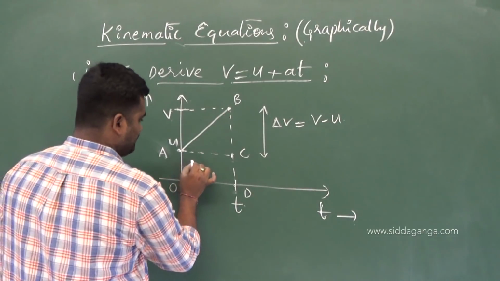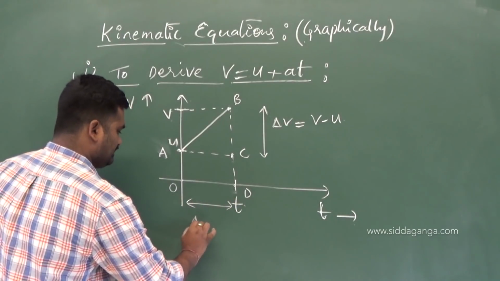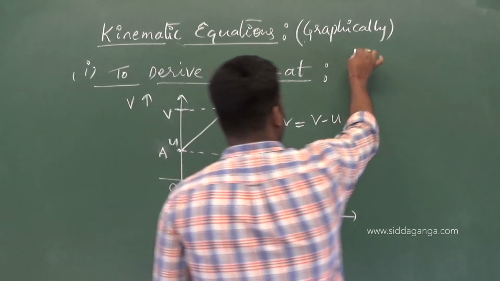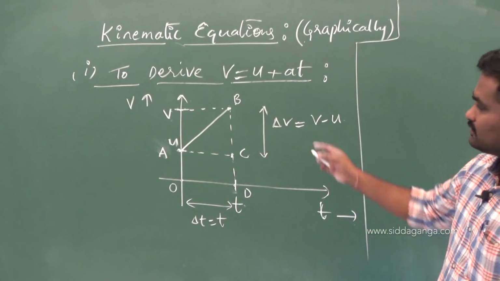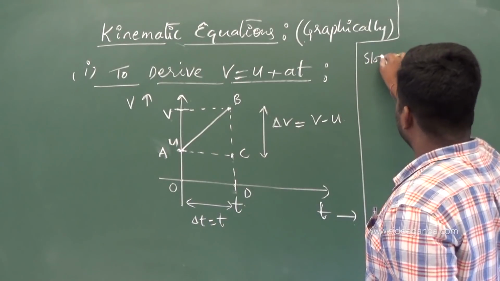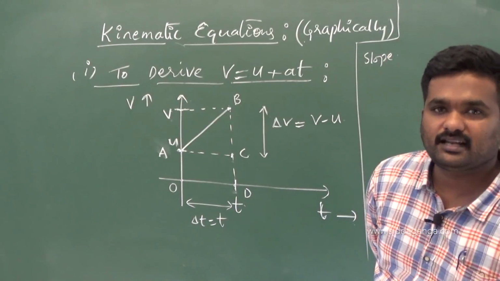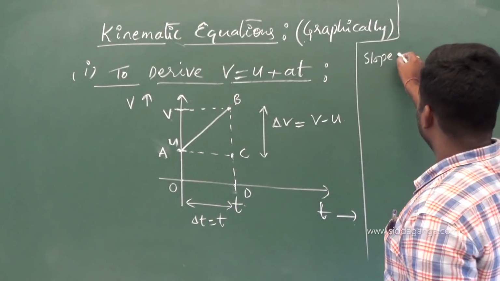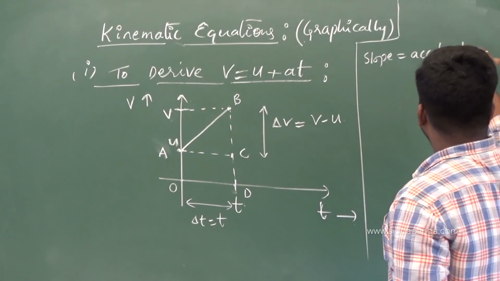And what is change in time taken during this interval? This is t minus 0. Delta t will be equals to t. Now, while deriving this relation, I will write slope of the given graph. What does the slope of velocity time graph give? We have already studied. Slope of velocity time graph gives acceleration, right? Slope equals acceleration.